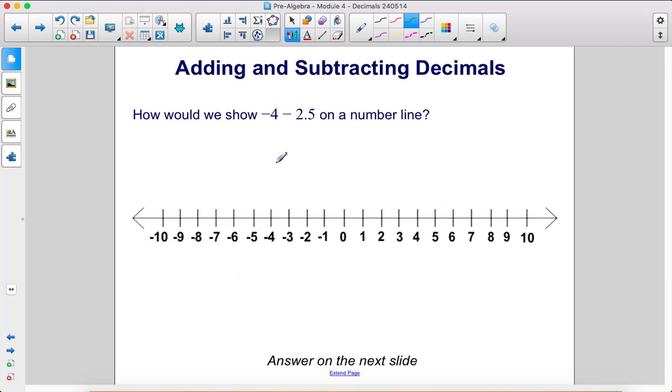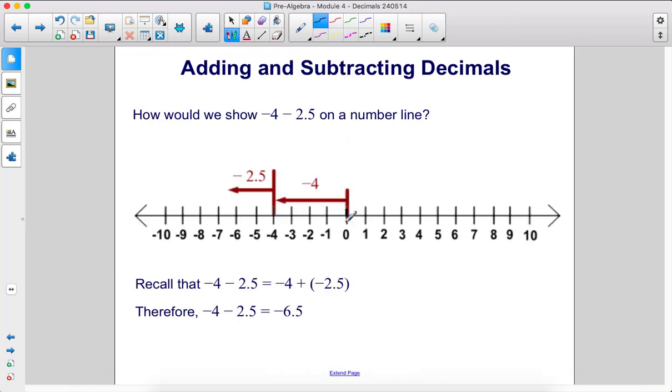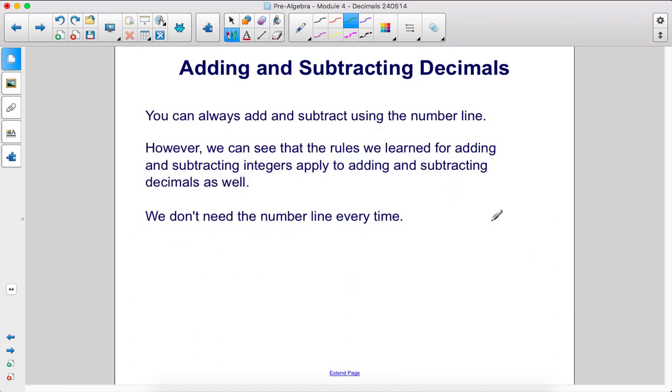How would we show -4 minus 2.5 on a number line? Okay, so we start here at 0, and then we move to the left 4 spots to end up at -4, so that's where we start. Then we're going to move 2.5 spaces to the left again. So you can see we end up here at -6.5. You can always add and subtract using the number line.